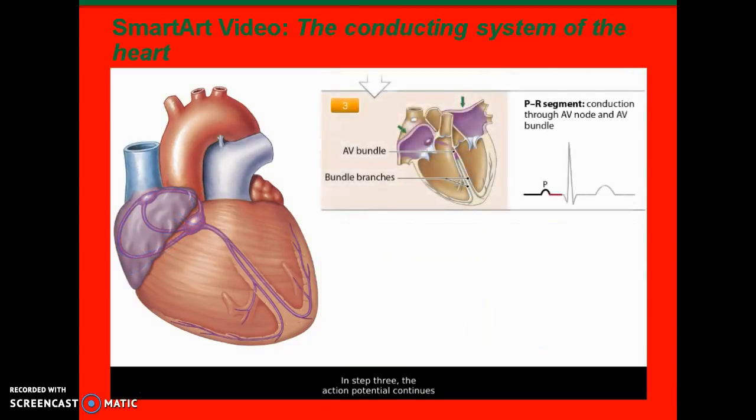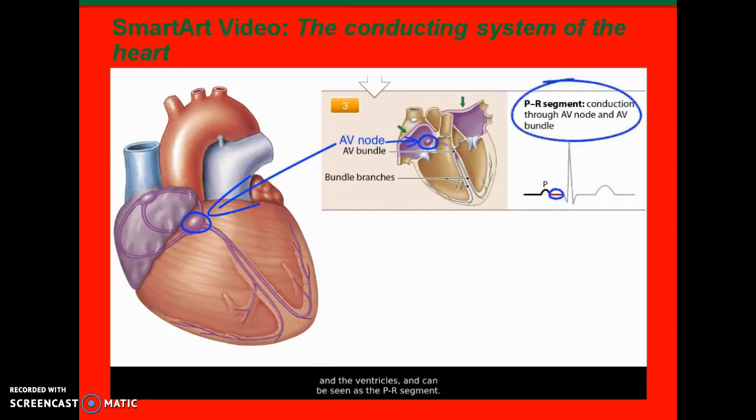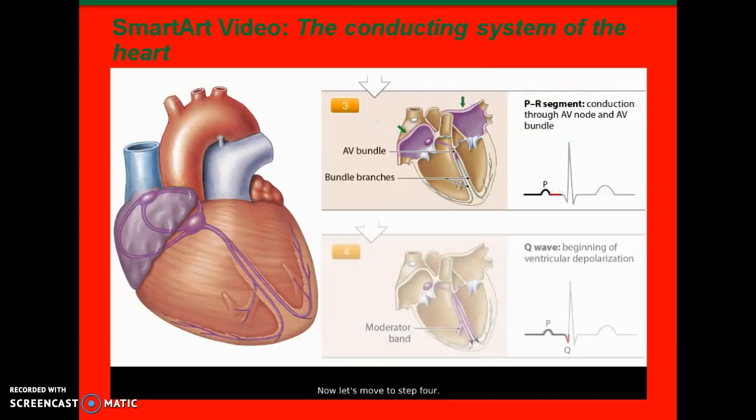Step 3, the action potential continues to the pacemaker cells of the atrioventricular, or AV node, located at the junction between the atria and the ventricles, and is seen as the PR segment. At this time, atrial contraction actually occurs. Now let's move to step 4.